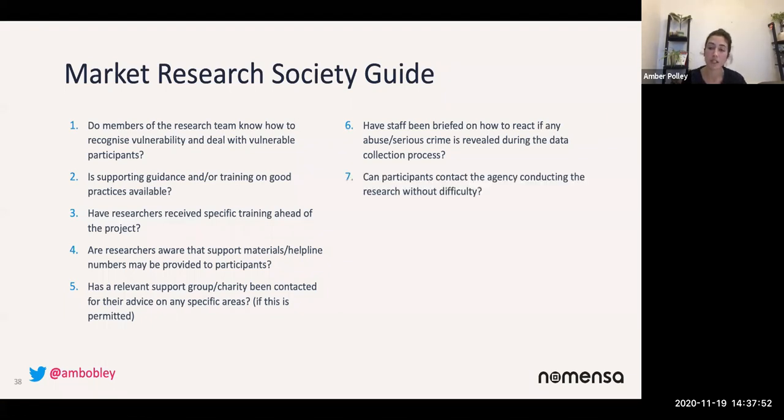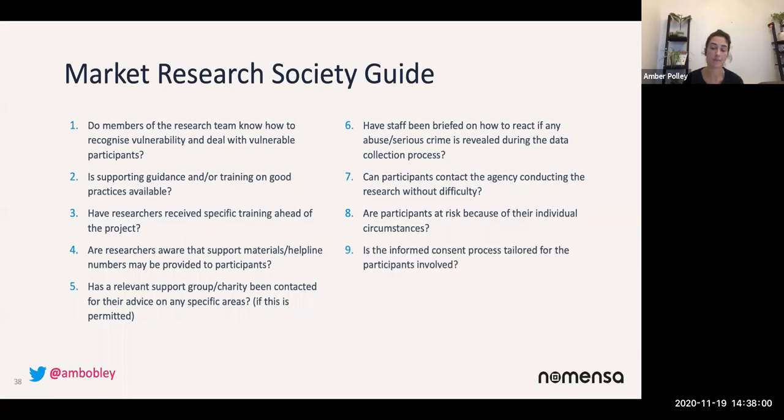Can participants contact the agency conducting the research without difficulty, so being contactable? Are participants at risk because of their individual circumstances? Is the informed consent process tailored for the participants involved? And has the impact of the research project on participants been assessed? And I would add, has the impact of the research project on yourself been assessed as well?